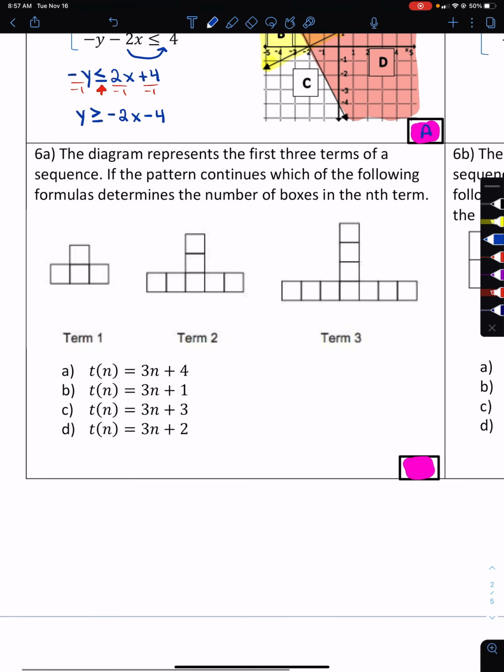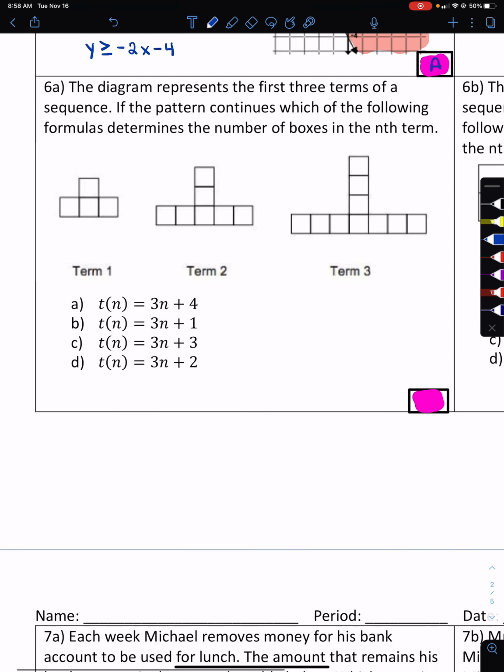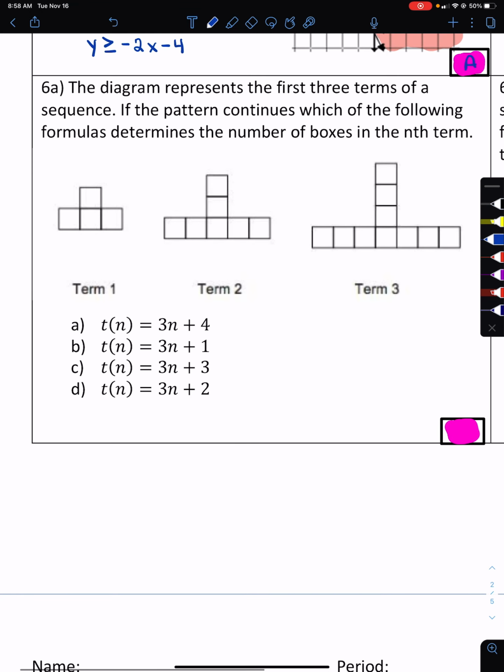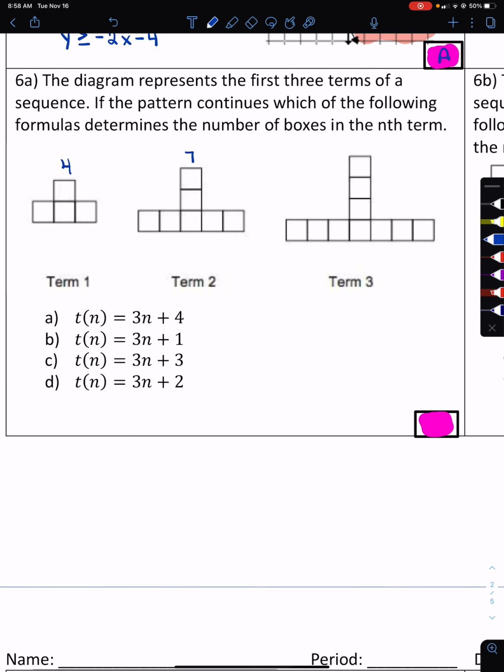All right, so let's look at 6A. Okay, so we have 3 diagrams here that we're looking at, and we're trying to find the pattern and which equation works with that pattern. So what I'm going to go ahead and do is just count up the boxes in each image. So this first one has a total of 4 boxes. This one has a total of 7 boxes. And this one has a total of 10 boxes.